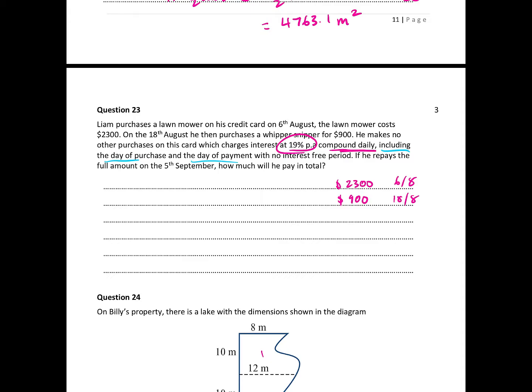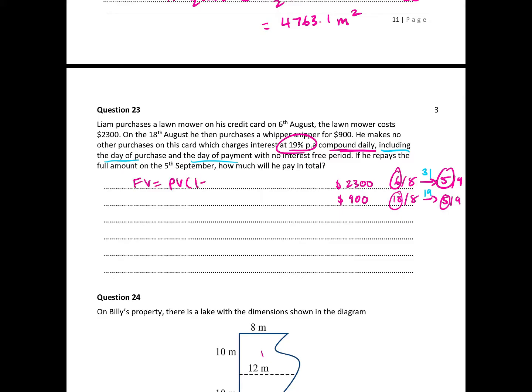Well, let's first determine from the 6th of August to the 5th of September, including the 6th and including the 5th, how many days are there? There are 31. Okay, and then for the 18th of August to the 5th of September, once again, including the 18th and including the 5th, how many days are there? There are 19.